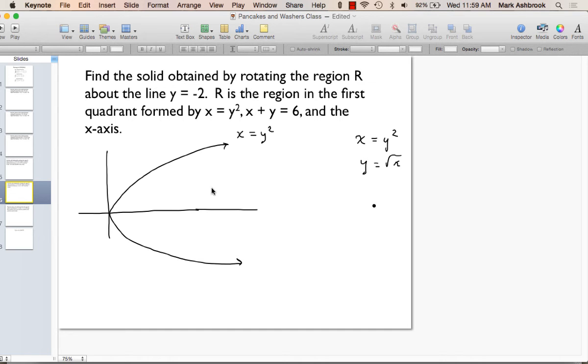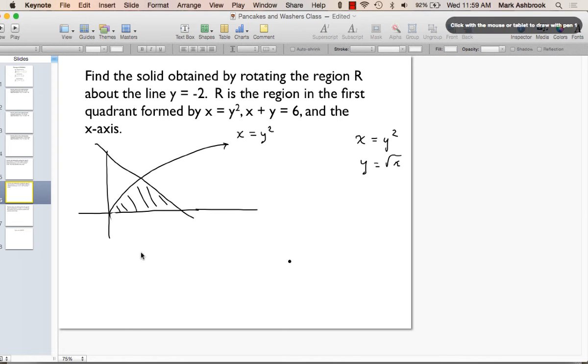So in this one, we had x plus y equals 6, and it said the x-axis and the first quadrant. So we end up only using the top half, but that's for this problem. Make sure you know what x equals y squared is, or something similar to that. So now we're going to rotate about y equals -2, and let's talk about doing it.